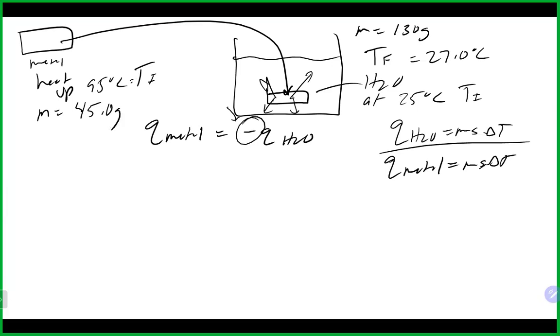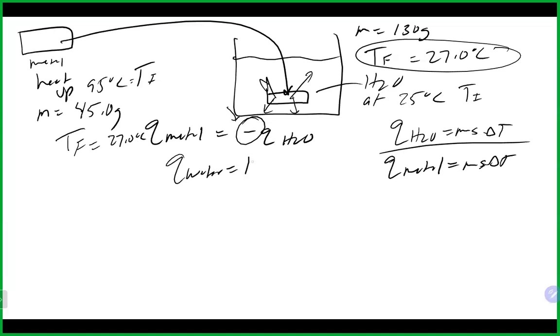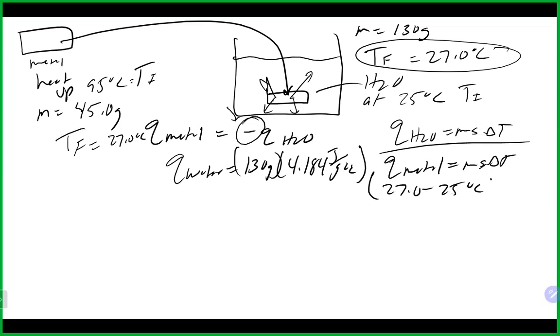What we know is after we dump that piece of metal into that water, it's going to release all that energy, and the metal's temperature will come to rest at the same as the water, which means our final temperature here is 27 degrees Celsius. So when I go into my water here, it would be 130 grams, times 4.184 joules per gram per degree Celsius, times our change in temperature, which would be our final 27 minus our 25 degrees Celsius.